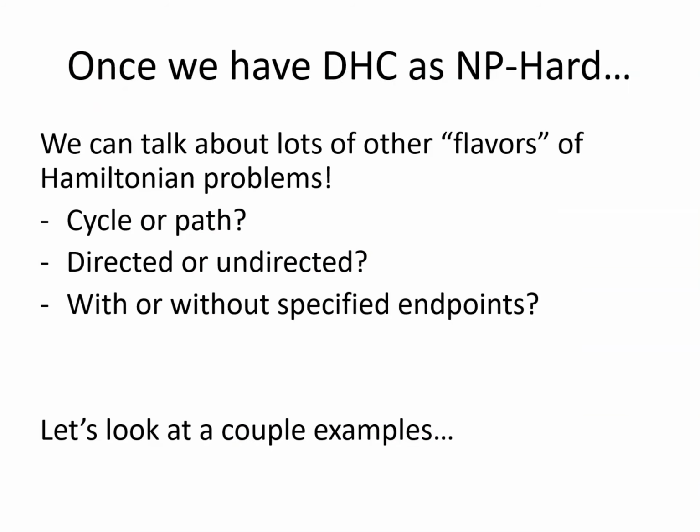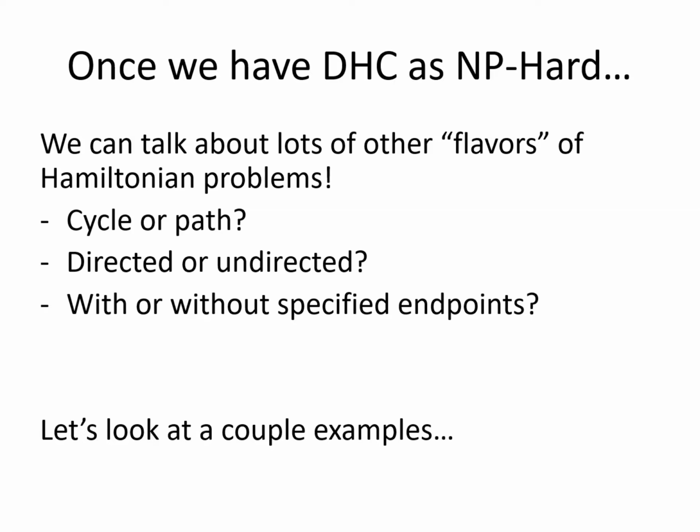Once we've shown that directed Hamiltonian cycle is NP-hard, we can talk about lots of other flavors of Hamiltonian problems. For instance, we might be interested in cycles, or we might be interested in paths. Maybe our graphs are directed, or maybe they're undirected. Maybe we want to be able to specify in a Hamiltonian path problem what the specific endpoint should be, the start and end of our path. We're going to look at a couple examples of reductions that we can do now that directed Hamiltonian cycle is part of our pool of NP-hard problems.